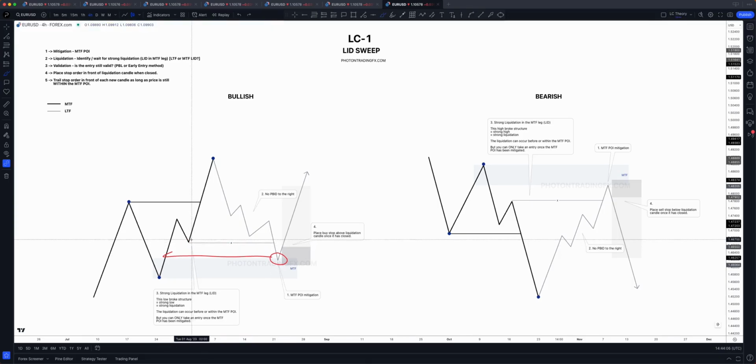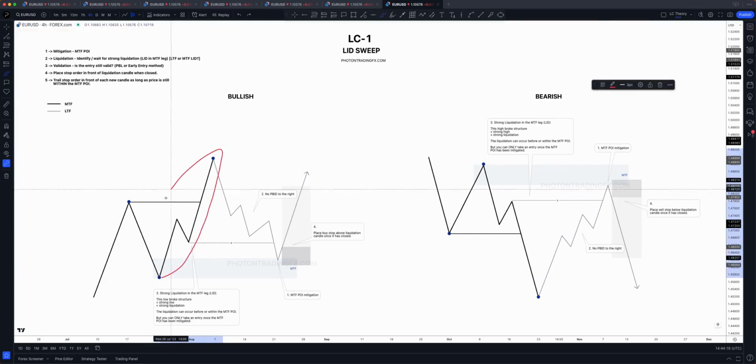So a key point about this, okay, is at least at the time of recording, for me, it's valid to use lower time frame lid. Okay, so we look for lid in the medium time frame leg. We're looking at over here, right? But we drop down to our lower time frame. So I'll go down to the M5. So I'll look at this area on the M5 and I'll look for any M5 lows that are in this medium time frame leg, if that makes sense.